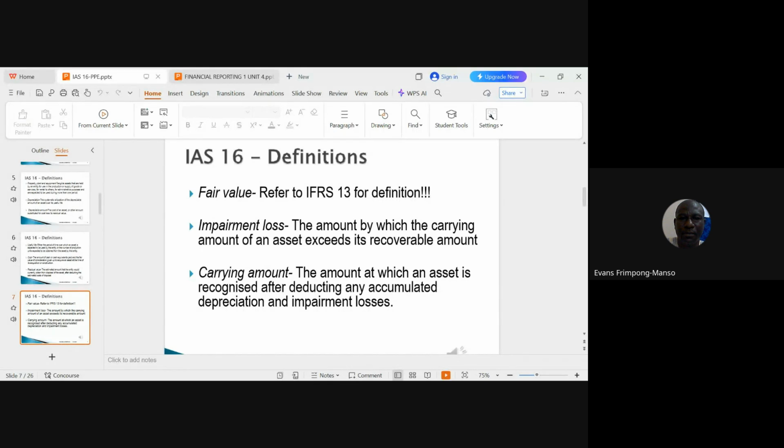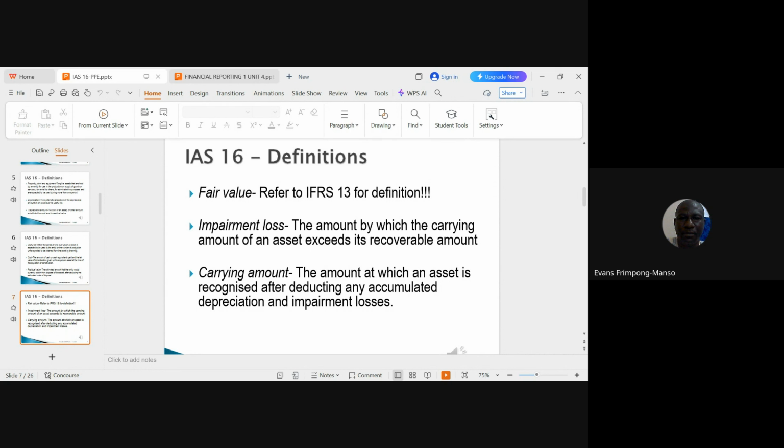Impairment. So technically, impairment loss is the difference between the carrying amount and the recoverable amount. So the difference by which the carrying amount of an asset exceeds its recoverable amount is what is termed as impairment loss.